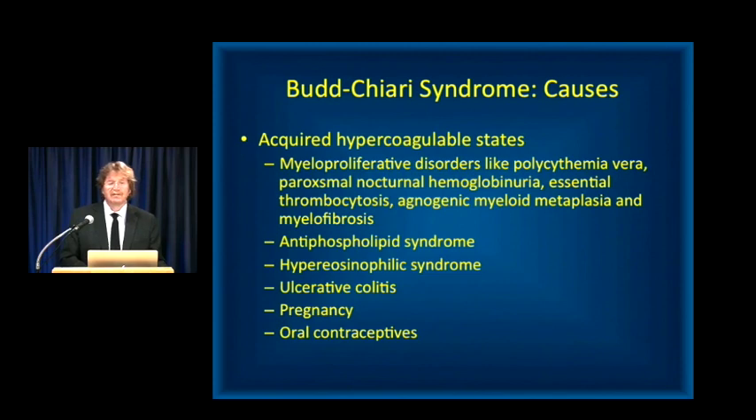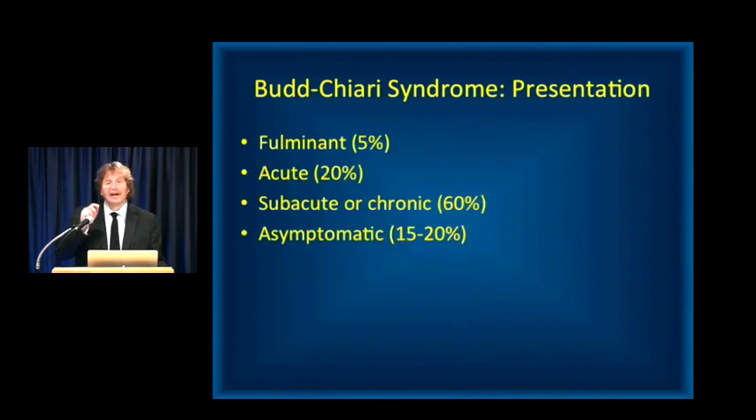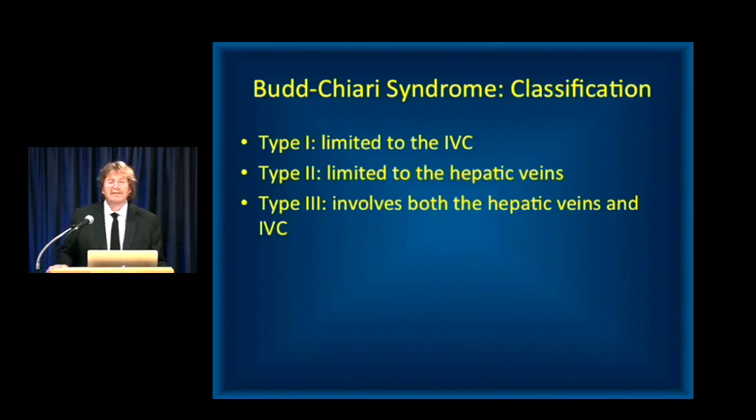oral contraceptives. Now, when you look at Budd-Chiari in terms of presentation, the majority of patients present with a subacute or chronic type presentation. Acute Budd-Chiari is only 20%, 5% with fulminant hepatic failure, and about 20% are asymptomatic and incidental findings. People have done some sorts of classification for Budd-Chiari, type 1, type 2, type 3, whether it's limited to the IVC or hepatic veins or involving both.